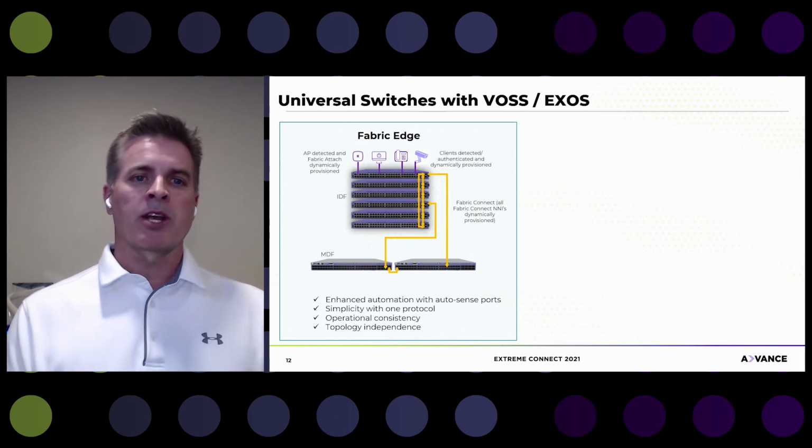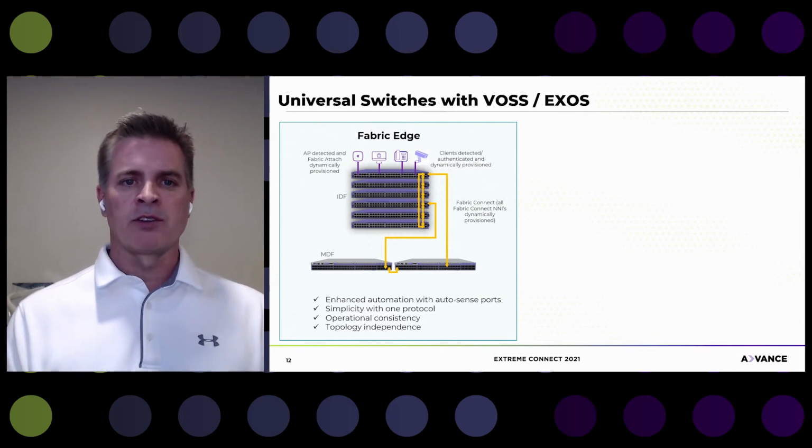And I'm using Fabric Connect technology everywhere in this design. So I have a consistent experience with this technology. I automate the delivery of VLANs to the edge ports. And I also have topology independence. The only downside to this technology is you have an IP address on every node to configure each node.